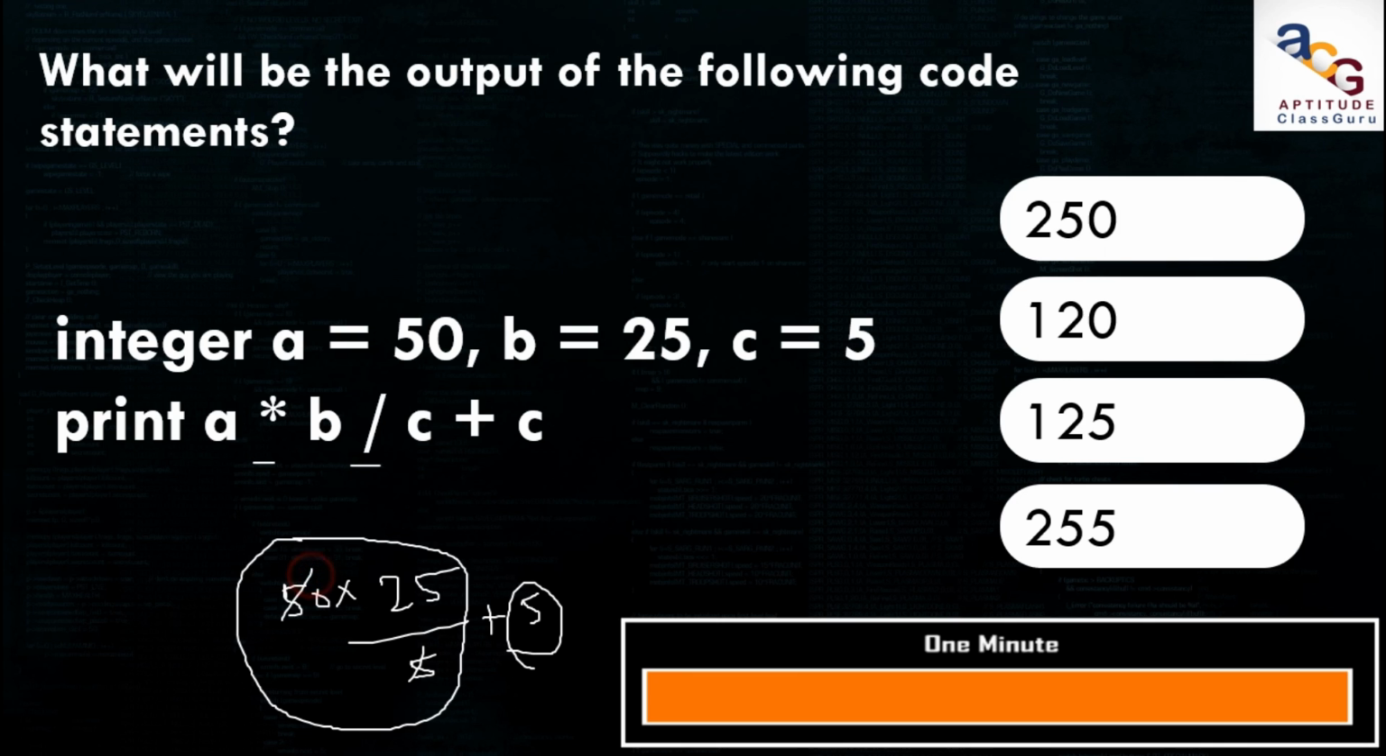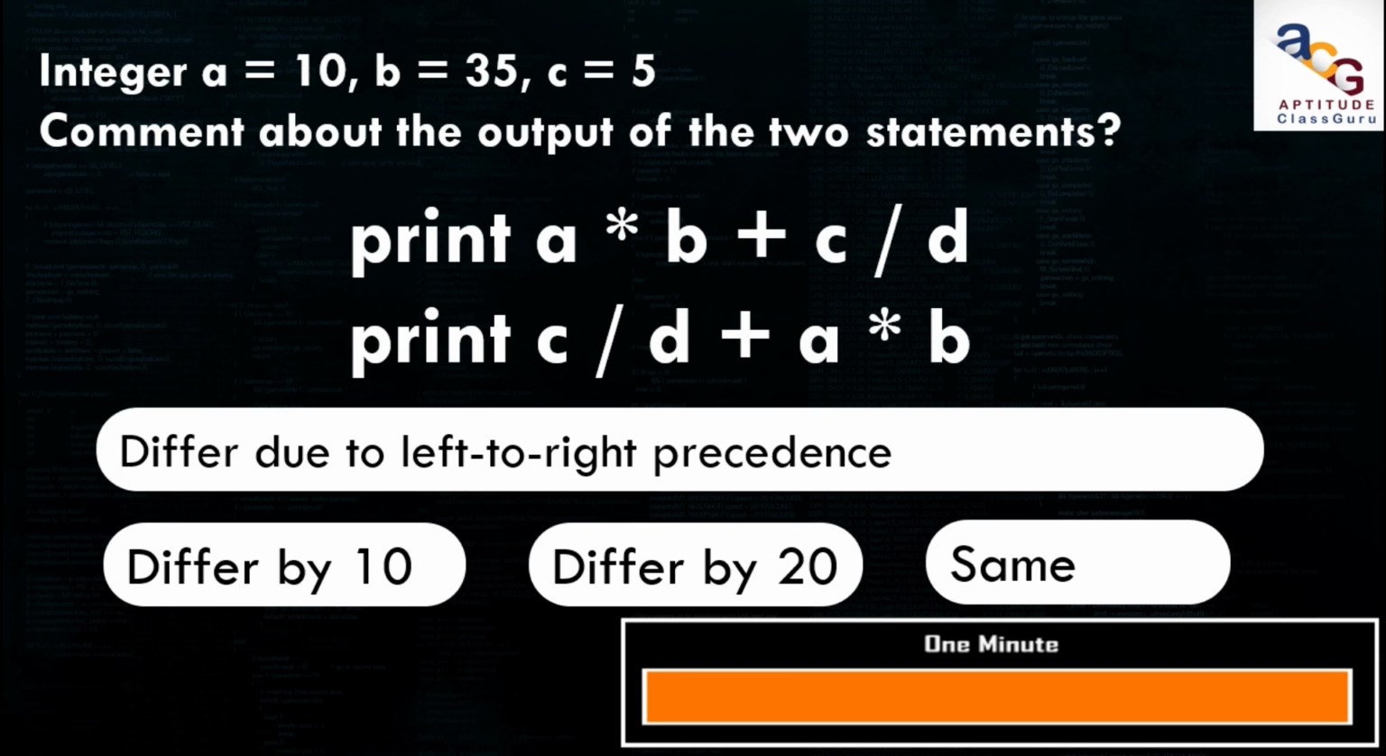So 5 will be cancelled here 10 times. 10 into 25 is 250, 250 plus 5, 255 is the answer. There is no need to go for more explanation about it. I'm just going through the next example. Just look at it. If A value is 10, B value is 35 and C value is 5, comment about the output of the following two statements. A star B plus C by D.